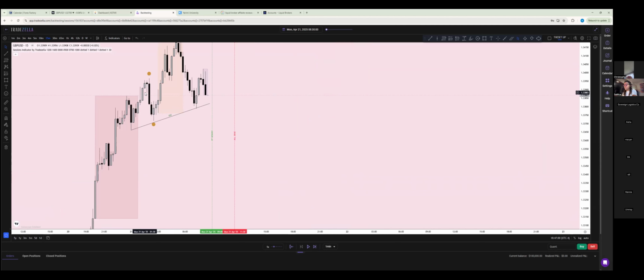All right. You can see the three bearish candles here. 1, 2, 3. That's perfect. That's how you identify a high or a low.